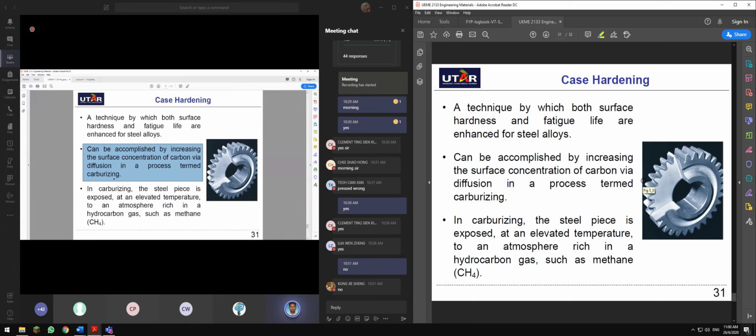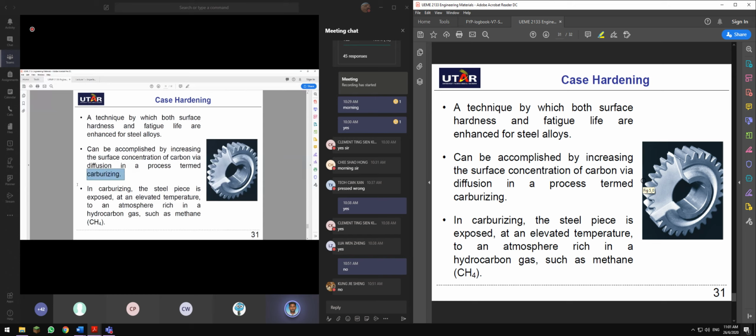I'm very sure you have heard of carbon in iron, right? The higher the concentration of carbon in iron, the higher the strength of the material. I'll be covering these, maybe in week 5, 6, something like that. I'll be introducing types of iron, carbon content, and so on. So that is one example of diffusion, which is case hardening, carburizing.